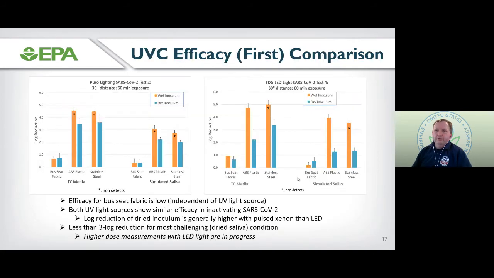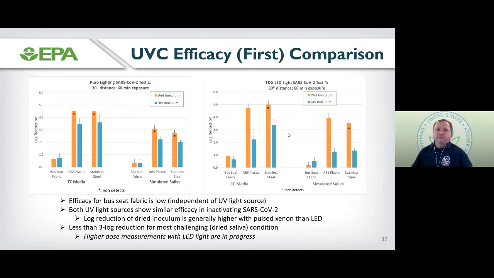So we did a comparison also with our other UVC light source, the light emitting diode. The log reductions that you see in the graphs here are, on the left side, for the pure light source at a 30 inches distance but a 60-minute exposure time, versus a light emitting diode that was only emitting light at one specific wavelength. It was also kept at a 30-inch distance and a 60-minute exposure. So you can compare them side by side, as they were just exposing their light to the same surfaces under the same distance and same dose conditions.